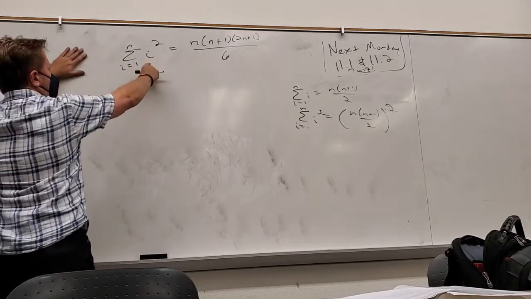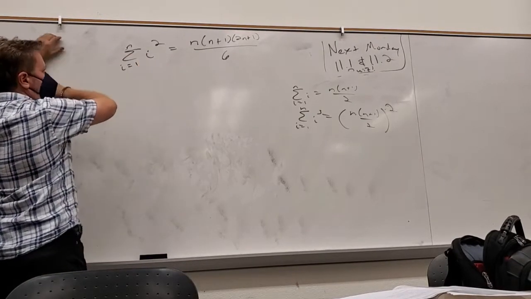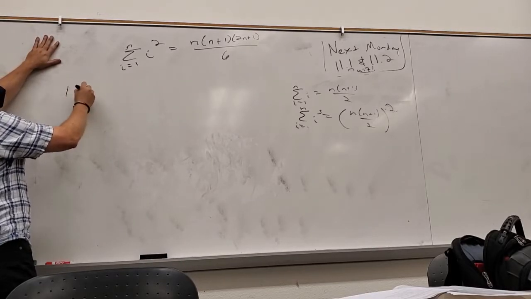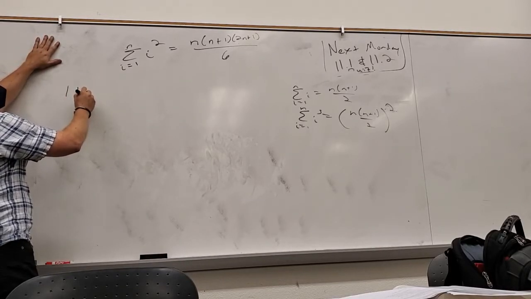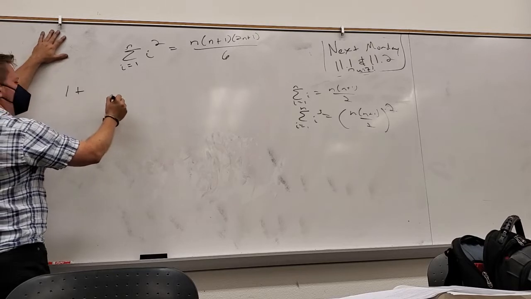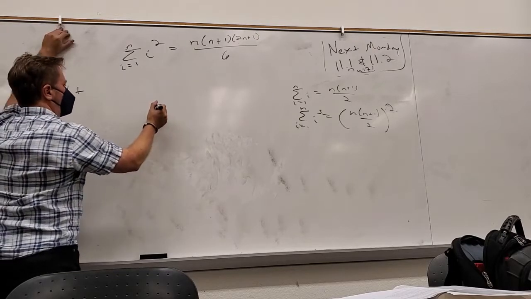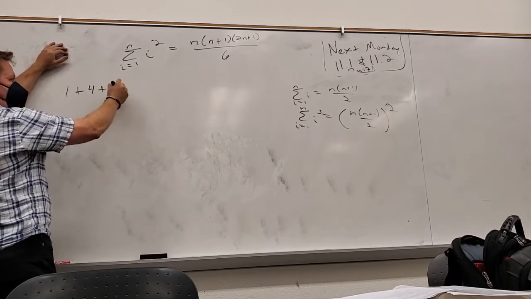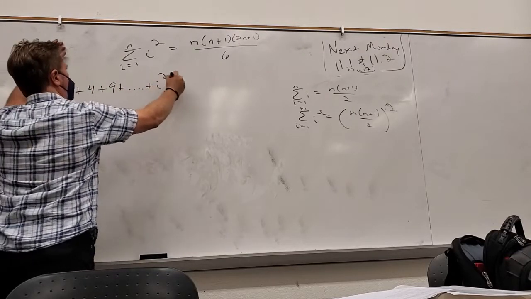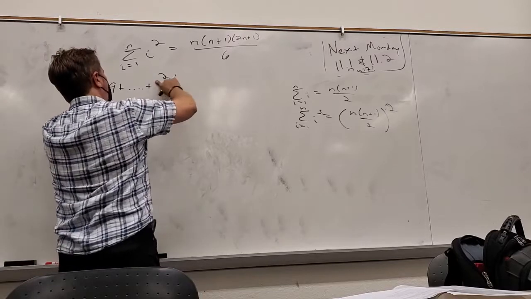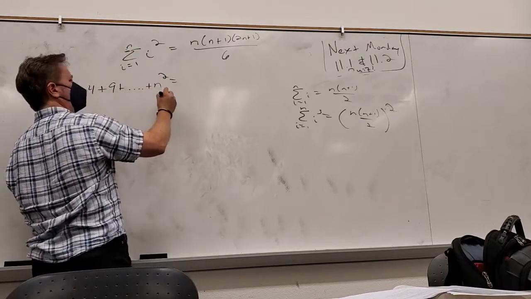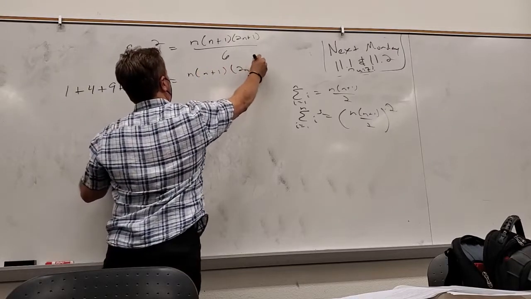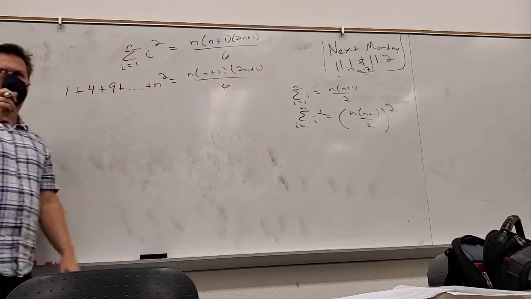So I need to write some of these terms out so I can make it look like what we just did. So this will be 1 plus 4 plus 9 plus 16 plus ... plus n squared, sorry, because the last thing I plug in is n, correct? Equals n times n plus 1 times 2n plus 1 over 6. So what's the first step?